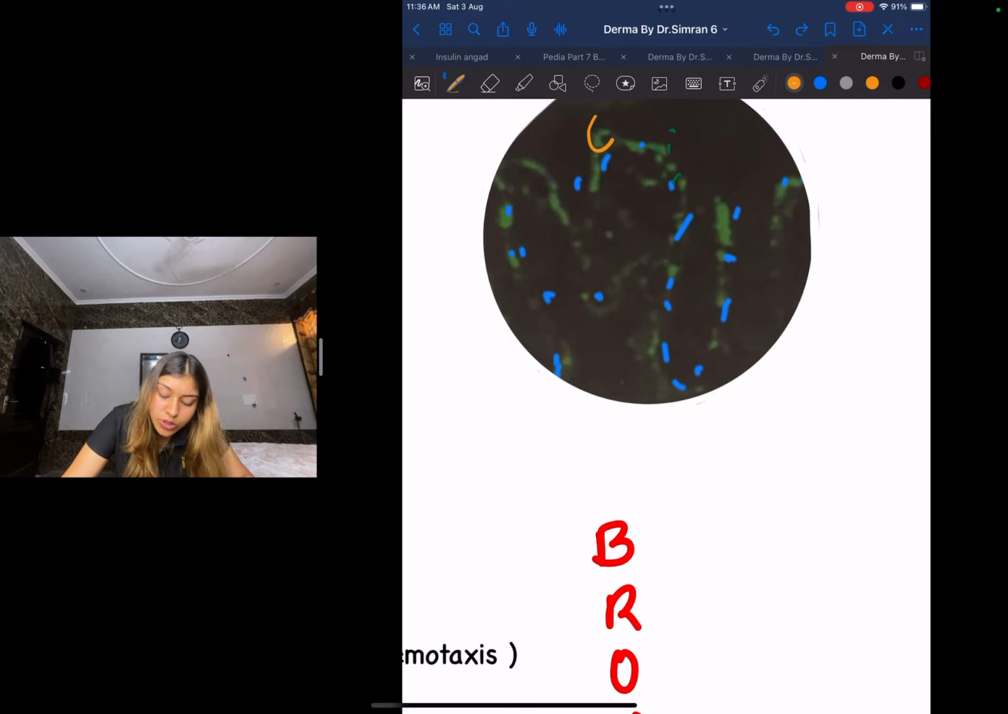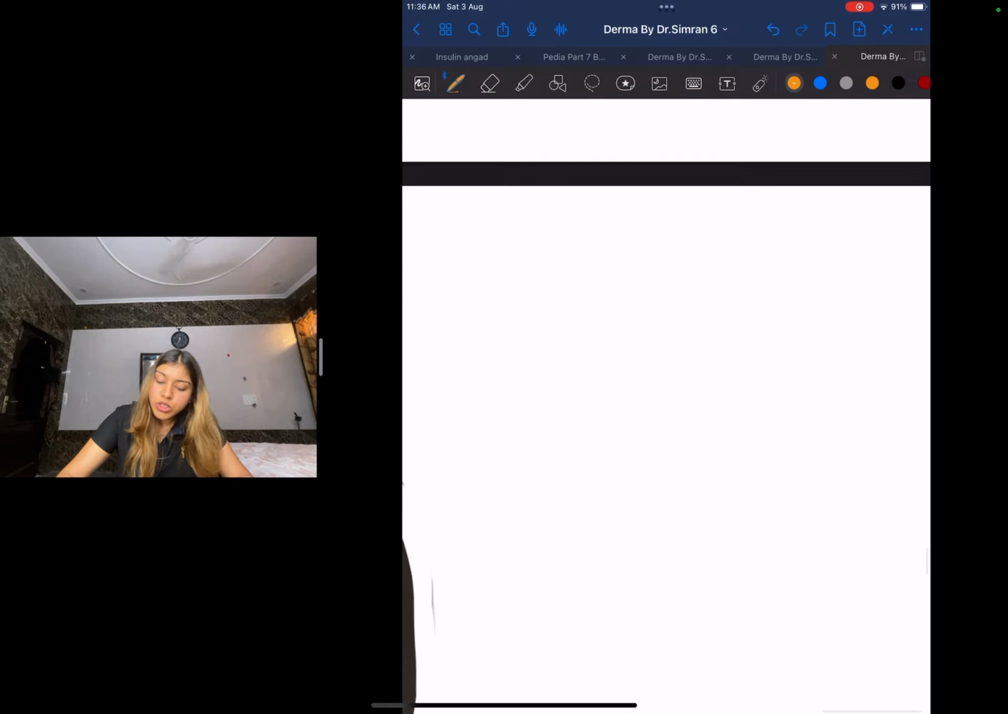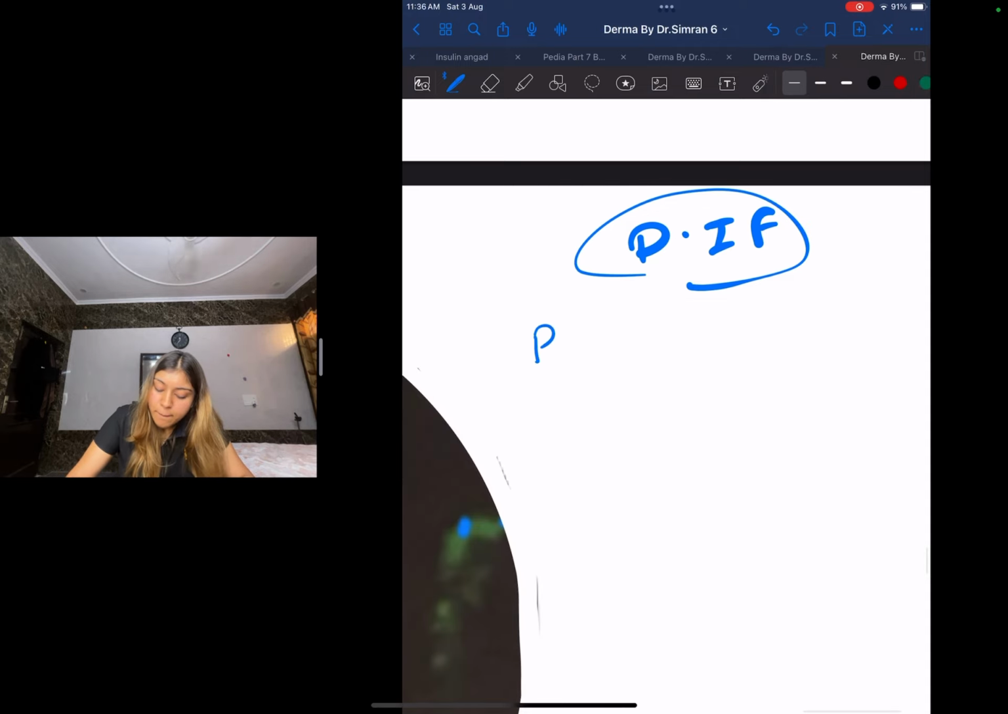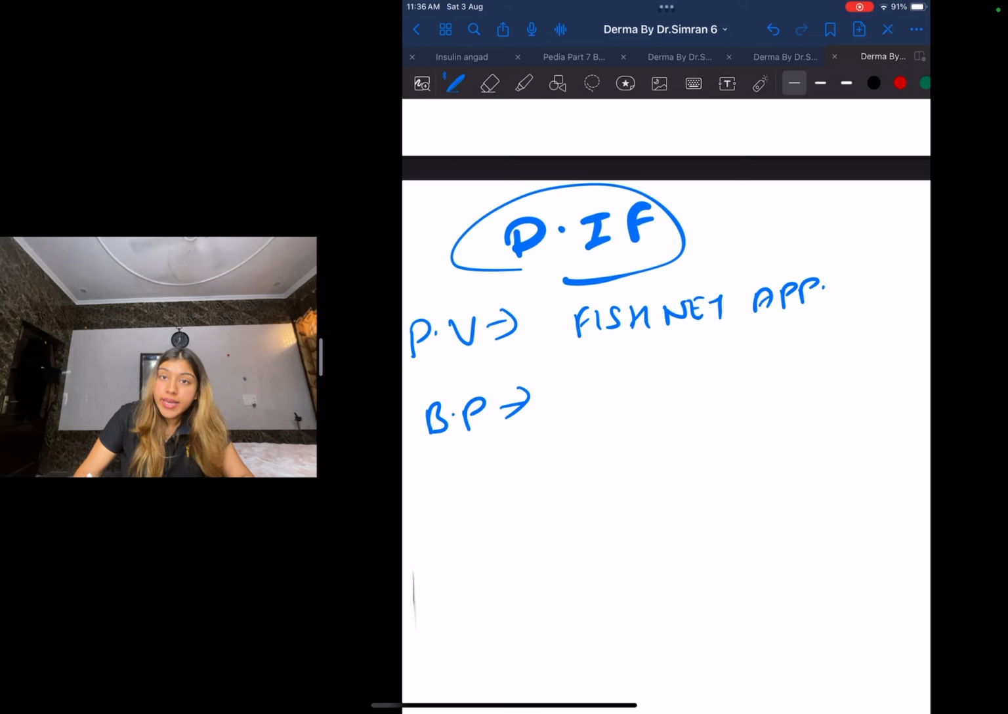Okay. So these you see, these are multiple granular patterns. Granular pattern. So let us just make a small table over here and write. In direct immunofluorescence, for patients with pemphigus vulgaris, what did I get? I got a fish net appearance. For patients with bullous pemphigoid, what did I get? I got a linear pattern.